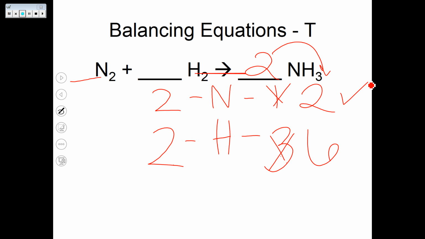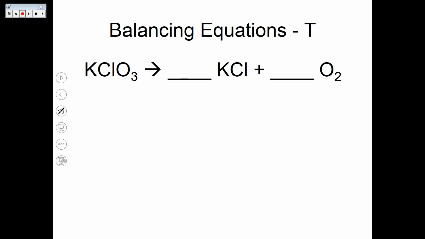I now have 2 nitrogens. But then my hydrogens, I need to come over here and add a 3. If I add a 3, my hydrogens are now balanced. So the correct ratio in this equation is 1, 3, and 2. You don't have to put a 1 here. If you want to, you can, but it's really unnecessary, and you'll never see a 1 as a coefficient. It's understood to be 1 if nothing is written.